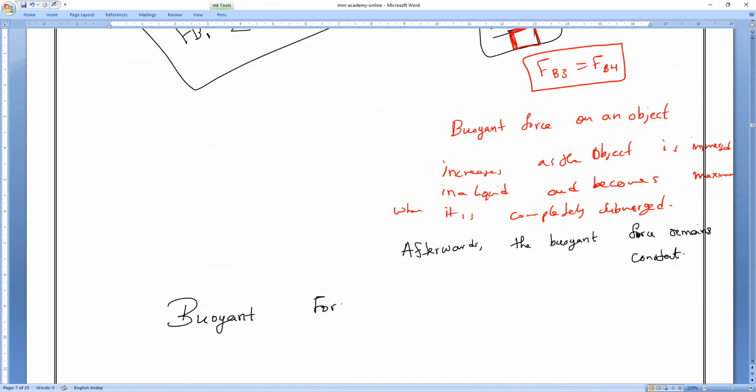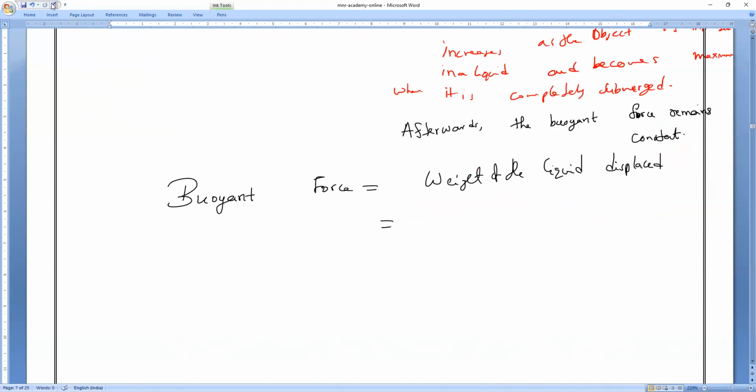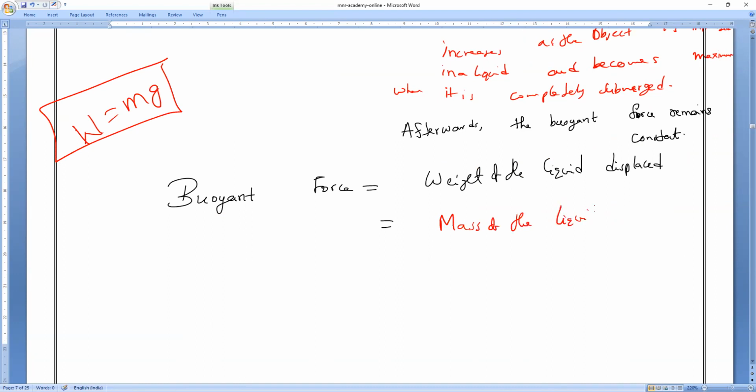So buoyant force is equal to, keep it in mind, the weight of the liquid displaced. Okay, so what is the weight formula? Anybody can tell? Weight equals mg. What do you mean by m? Mass of the liquid displaced. So weight is the mass of the liquid displaced into g.